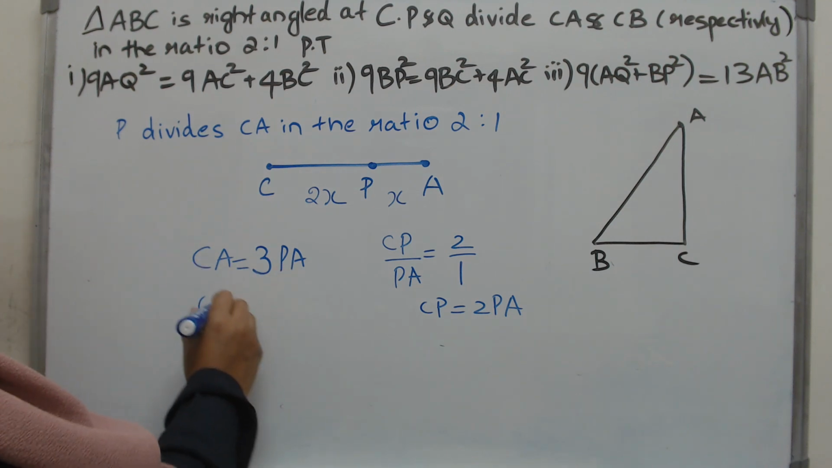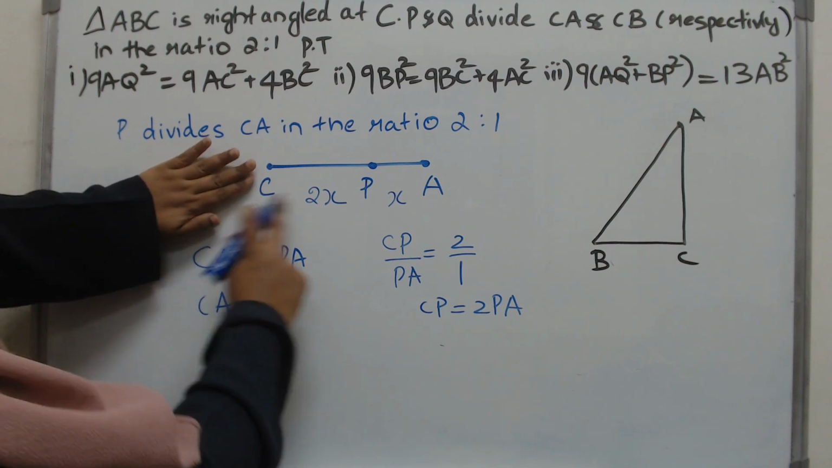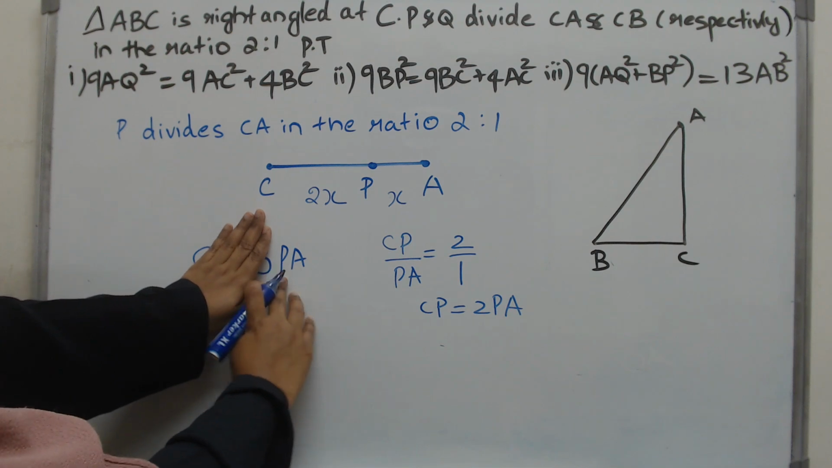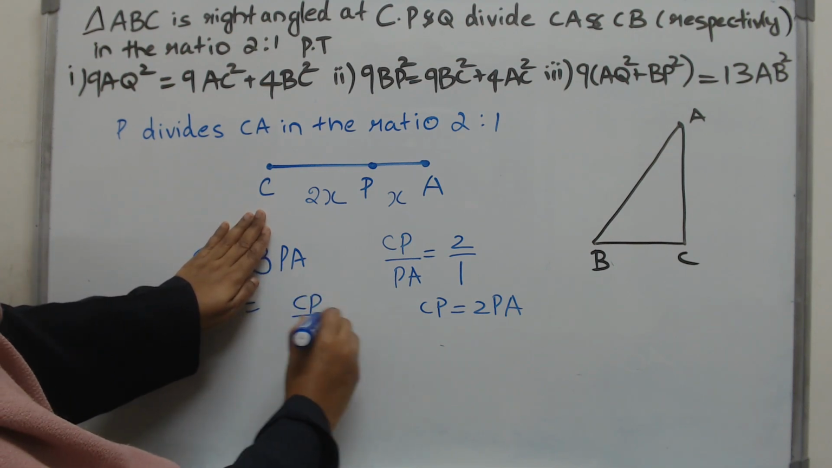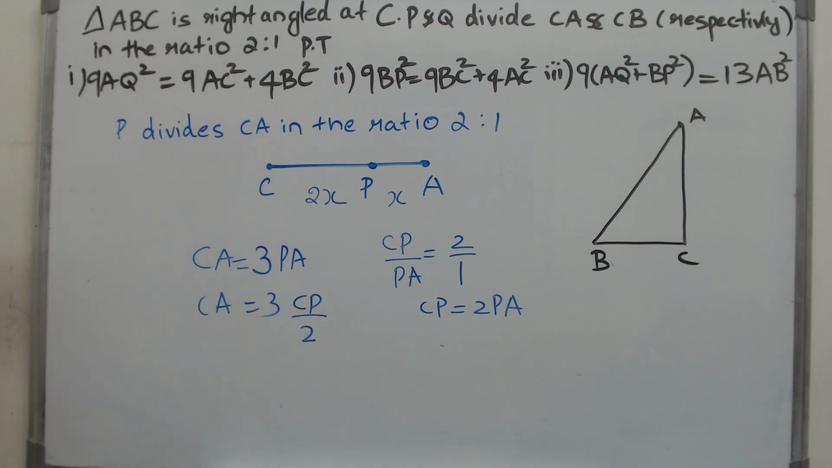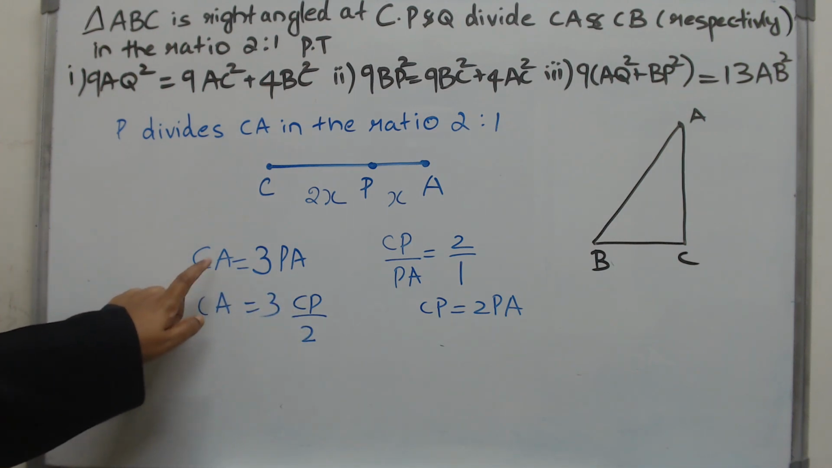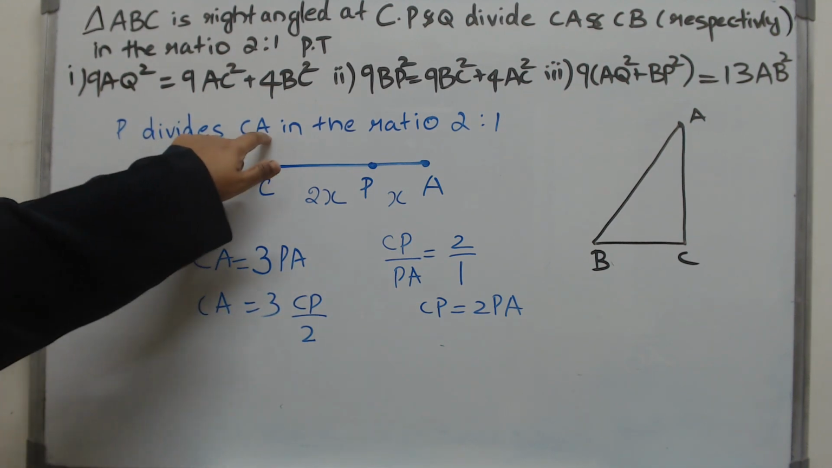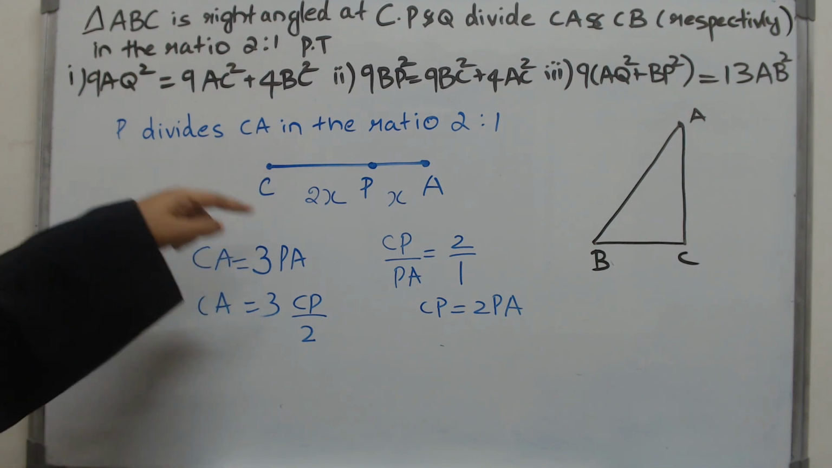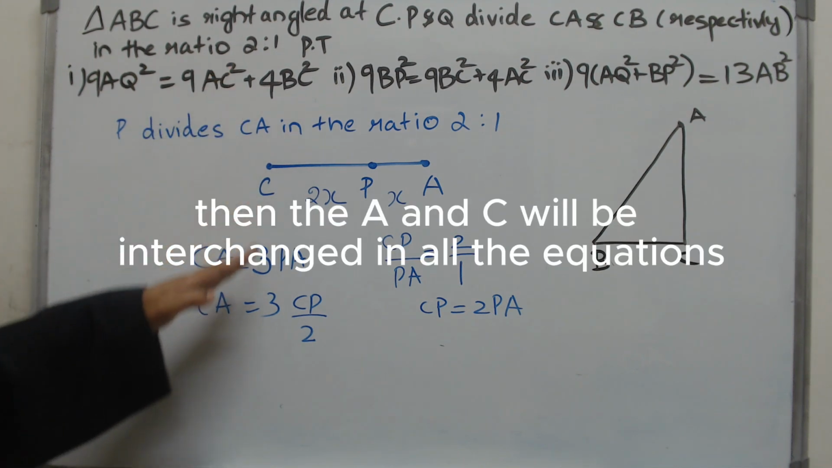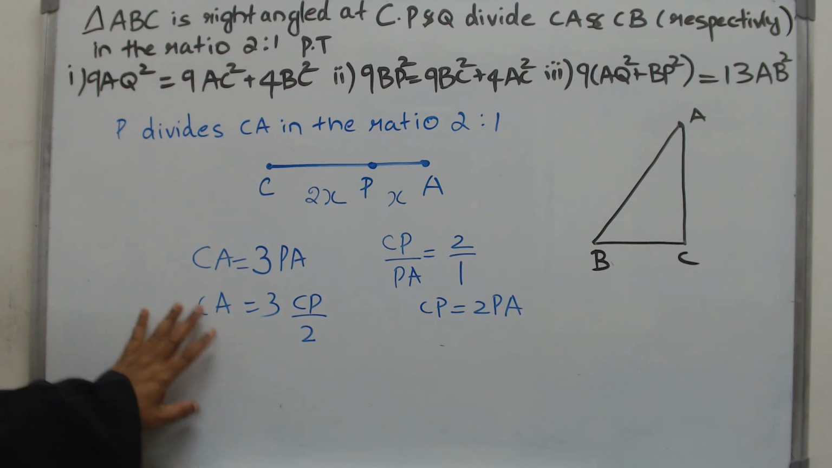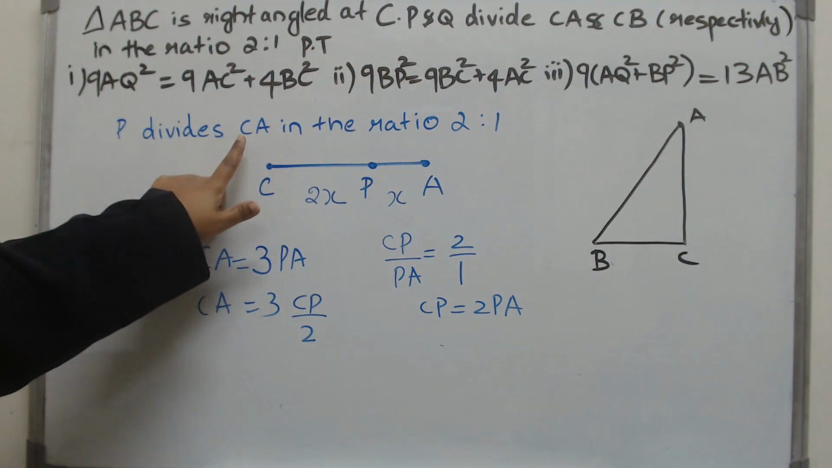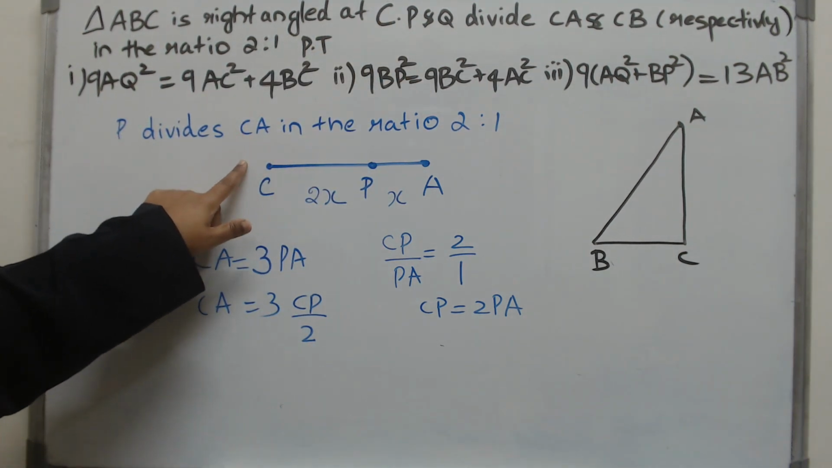And the same thing, if you want to express in terms of say CP, how will you change this? From this, PA is CP by 2. Then just add the 3 here. Then this is how you express CA in terms of CP. Now, if instead of CA you put AC, then all of these equations are going to be a mess. So please read the question very carefully and notice that P divides CA in the ratio 2:1.